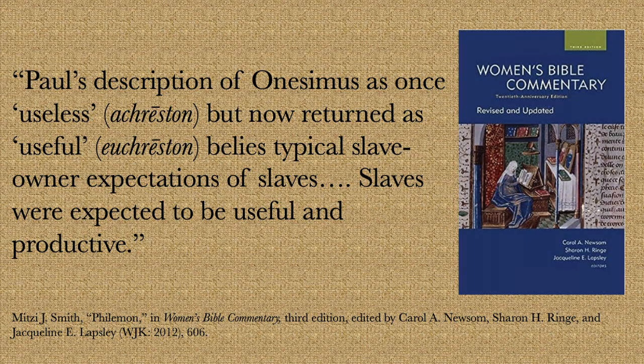Writing in the Women's Bible Commentary, Mitzi Smith observes that Paul's description of Onesimus as once useless, akreston, but now returned as useful, eukreston, belies typical slave owner expectations of slaves. Slaves were expected to be useful and productive.